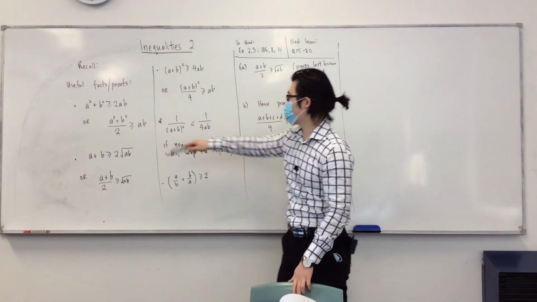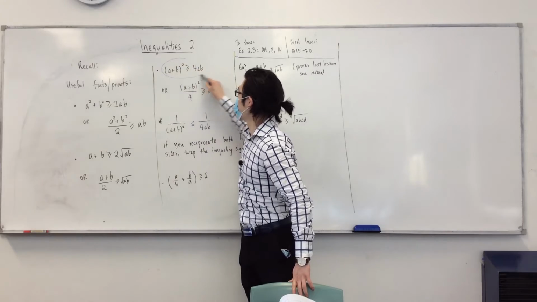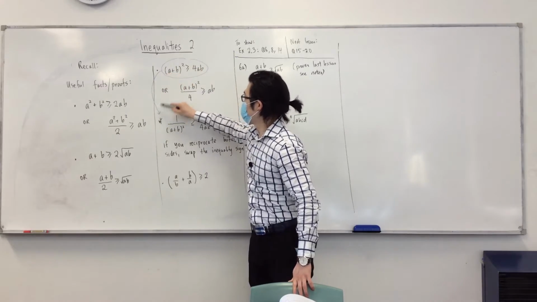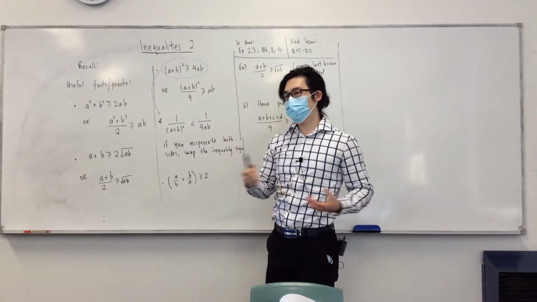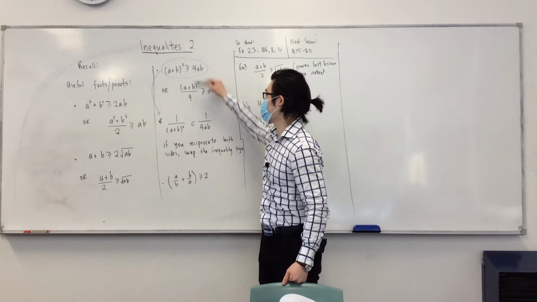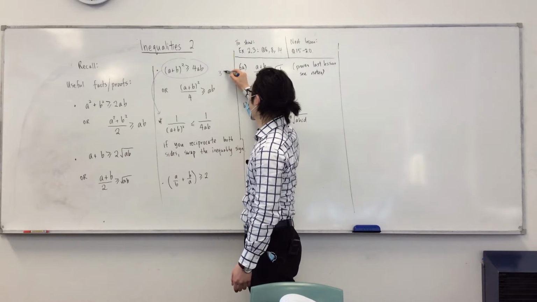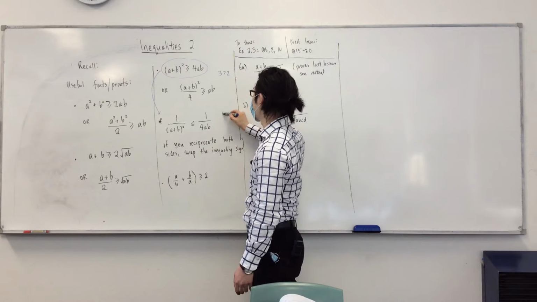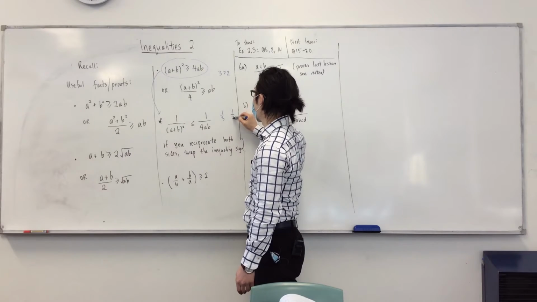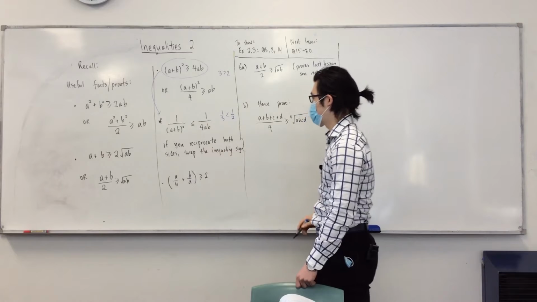Oh, one extra thing besides this. From here, if you reciprocate both sides, so I put it under 1, you've got to swap the inequality sign, which makes sense because it's like me saying if 3 is bigger than 2, but then I decide to put it over 1, then obviously it's going to have to swap the other way. Okay, we'll be using this for one of these questions.